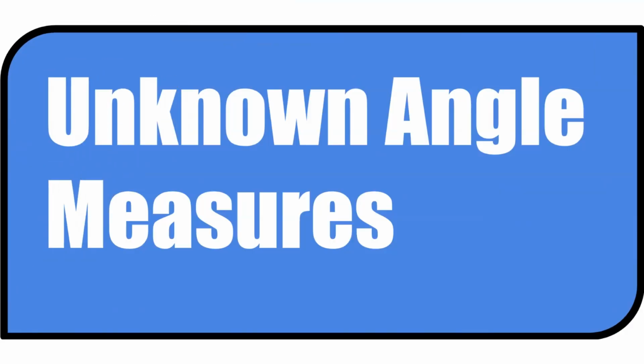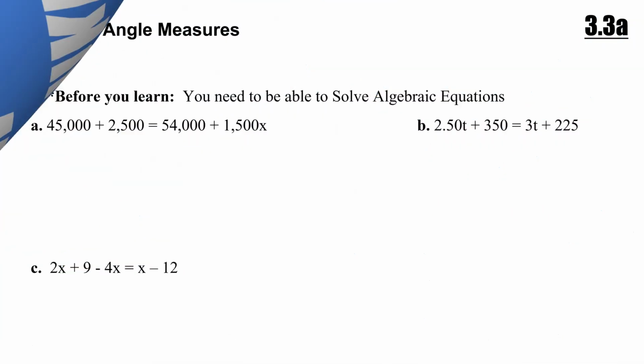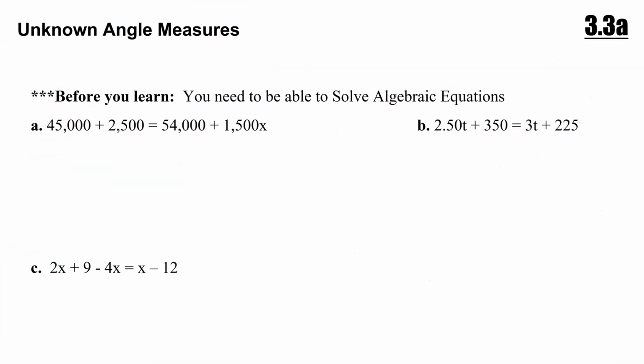This section will cover how to find unknown angle measures. Before getting to finding unknown measures, you will need to be able to solve algebraic equations. For equation A, start with adding like terms. So 45,000 plus 2,500 equals 47,500.